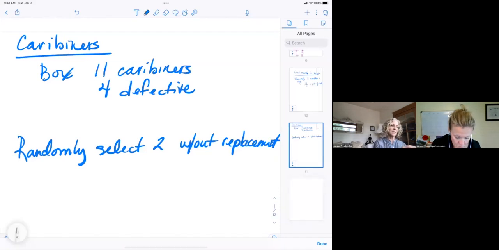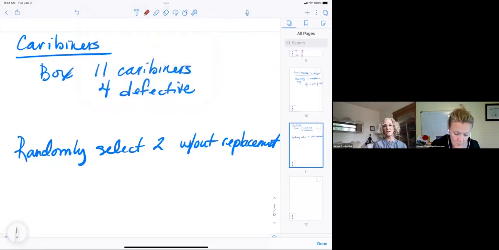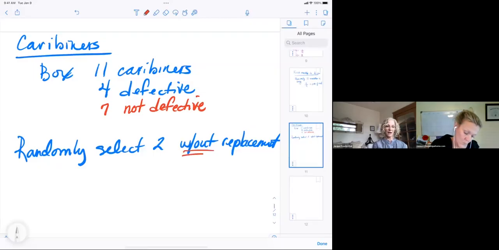Okay, so let's just play with this idea first. In the box, I have 11 carabiners, 4 are defective. That means the remaining 7 are not defective. I have 11 carabiners, 4 of them are defective. That result is 7 are not defective. Without replacement, we're selecting 2.